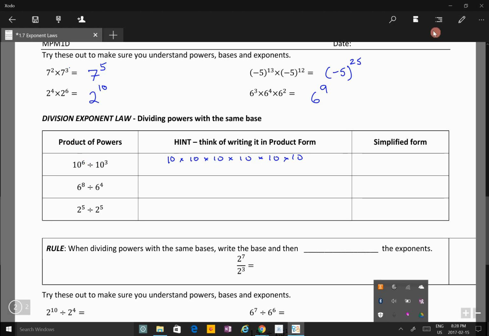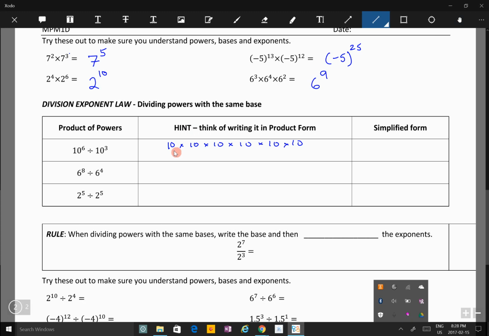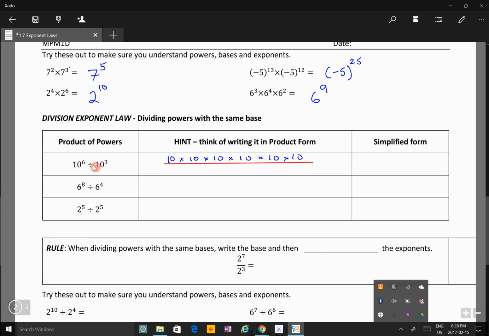Now I'm going to divide, which means I need to put a division line in there. And on the bottom, I'm going to write 10 to the power of 3 in expanded form. So 10 times 10 times 10. Now, because they're all being multiplied, I can make some cancellations.